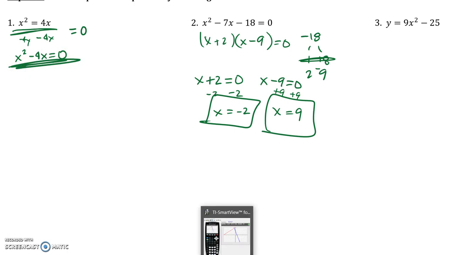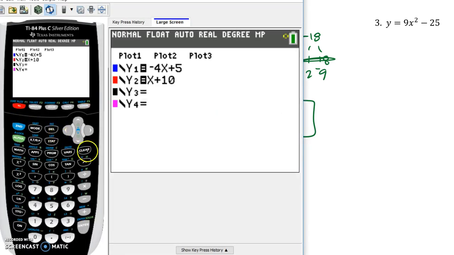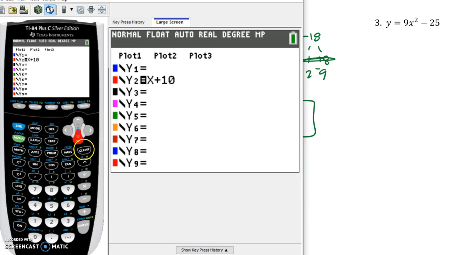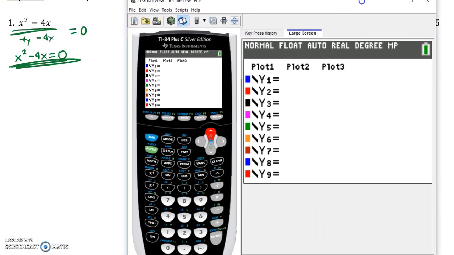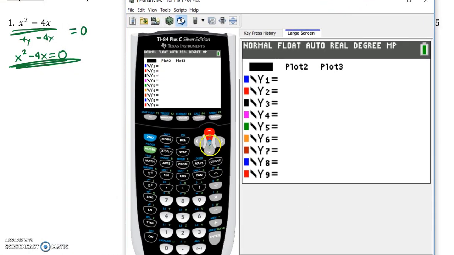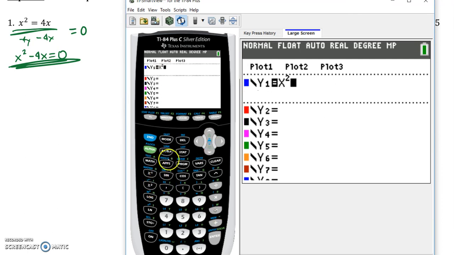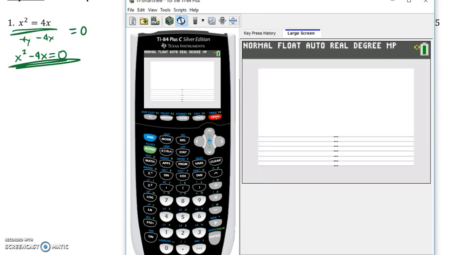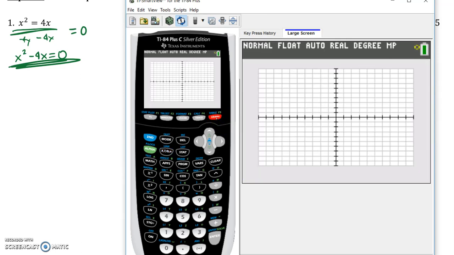Now when you're here, pull up your graphing calculator, clear out anything that might be in there, and punch in your equation. X squared minus 4x. This only works when you make your equation equal to 0, like we've done here. Hit your graph button. This is a picture of the parabola. Your answers are wherever the graph crosses the x-axis.